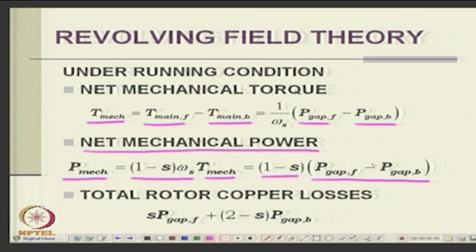So, if PGF minus PGB is 100 watts, and s is 10%, then 0.90 times 100, that is 90 watts, will be the power output. And the rotor copper losses, after all, there are now losses due to both the forward field and the backward field, because both currents are there in the same bars. There is a 5 hertz one and a 95 hertz one, both currents are there in the same bar. So, there will be IF and IB. Both will give rise to losses, one being s times PG and the other (2 minus s) times PG, due to forward and backward.